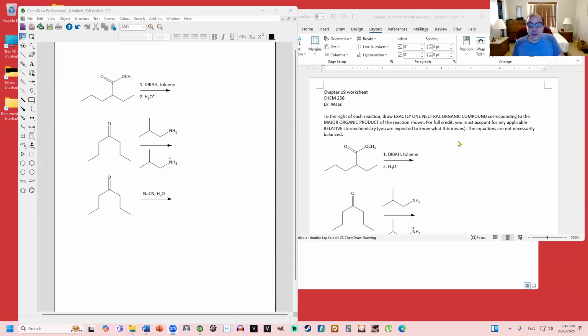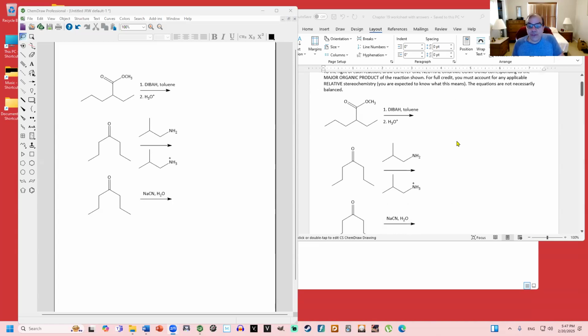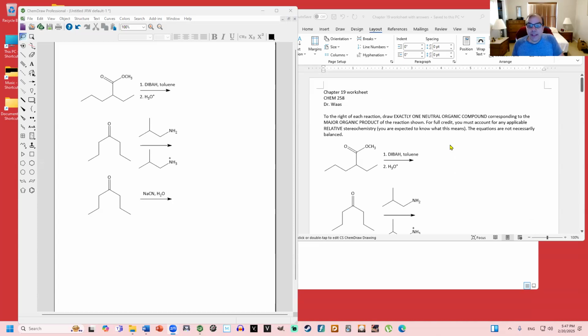So the first question, or the first set of 3 questions really, asks to draw exactly one neutral organic compound corresponding to the major organic product. We also need to account for any applicable relative stereochemistry. I think in these 3 cases there isn't going to be, but we'll go over that when we get there. And then again, a reminder, with this type of question, the equations are not necessarily balanced.